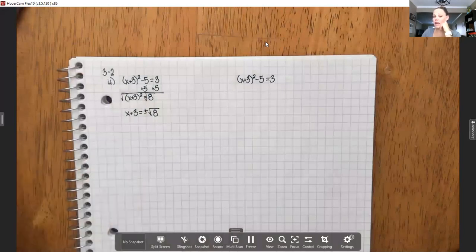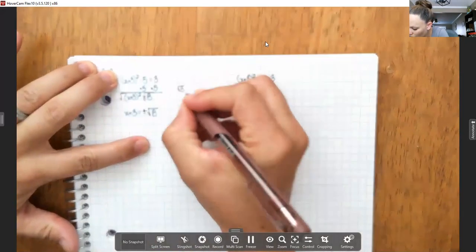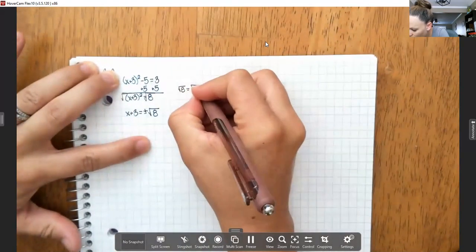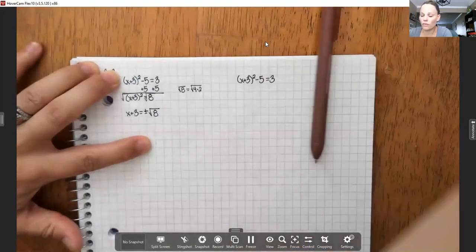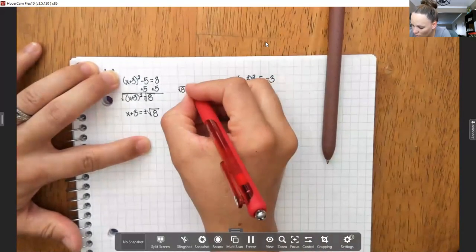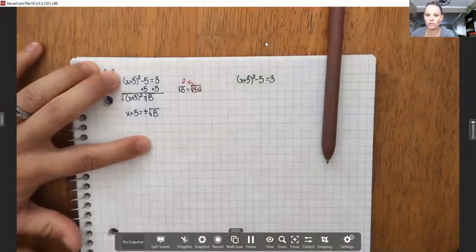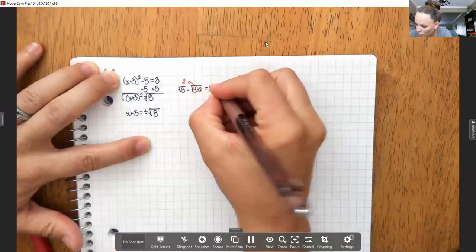The square root of 8 can be simplified though. So I'll do that just kind of over here to the side. So the square root of 8. 8 is 4 times 2. We know the square root of 4 is 2. So this becomes 2 root 2.